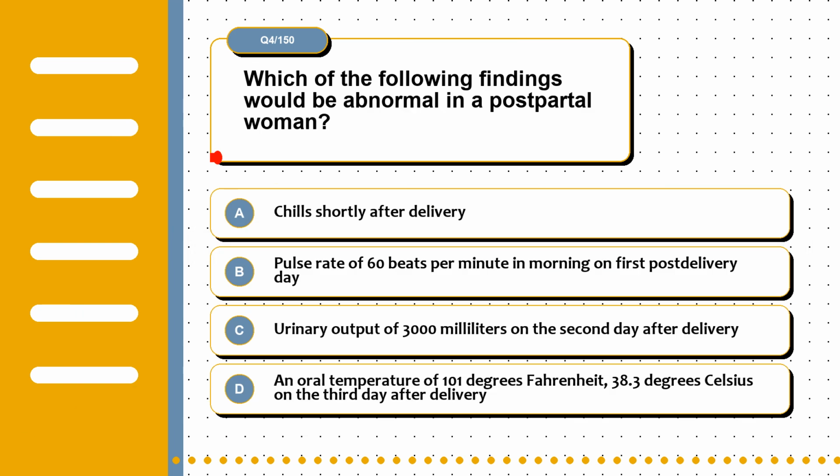Question 4. Which of the following findings would be abnormal in a postpartum woman? Here are the options. Option A. Chills shortly after delivery. Option B. Pulse rate of 60 beats per minute in morning on first post-delivery day. Option C. Urinary output of 3,000 milliliters on the second day after delivery. Option D. An oral temperature of 101 degrees Fahrenheit, 38.3 degrees Celsius on the third day after delivery.